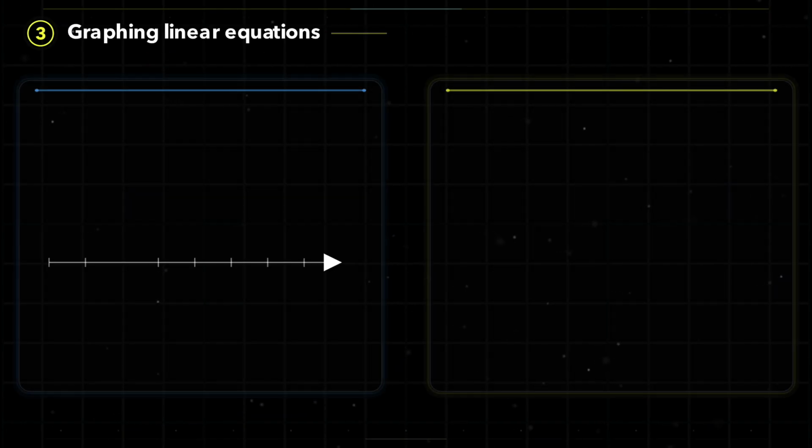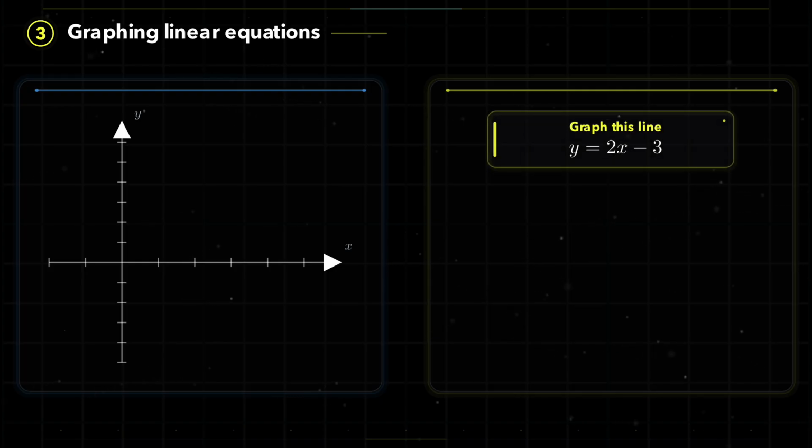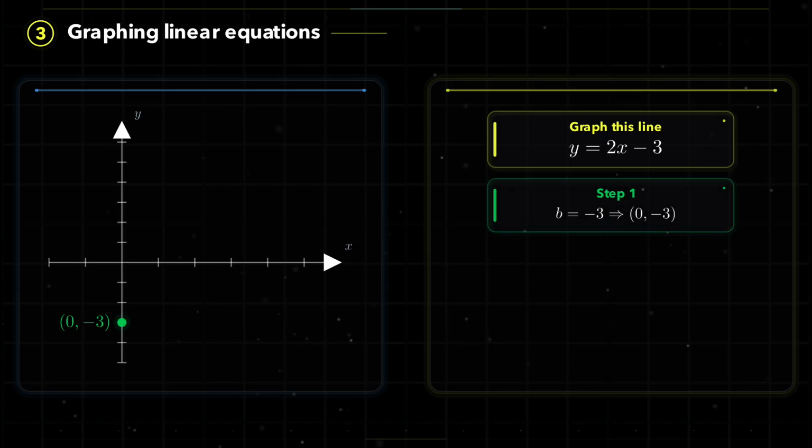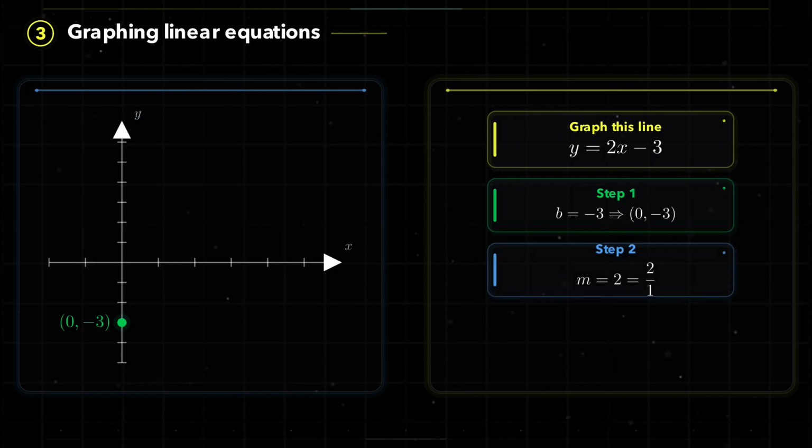Now let's graph a linear equation. Suppose we want to graph y equals 2x minus 3. This equation already is in slope-intercept form, y equals mx plus b. That means we can identify the slope and the y-intercept right away. The b value is negative 3, so the line crosses the y-axis at negative 3. That gives us our first point, 0, negative 3. Now we look at the slope. The slope is 2, but when graphing, it helps to write 2 as a fraction. 2 is the same thing as 2 over 1.